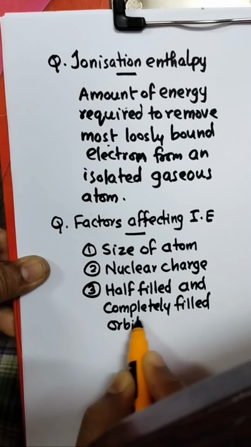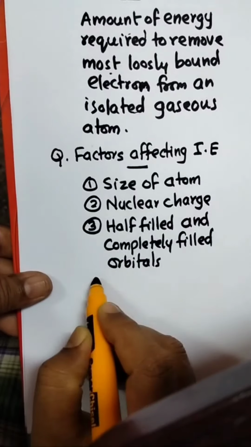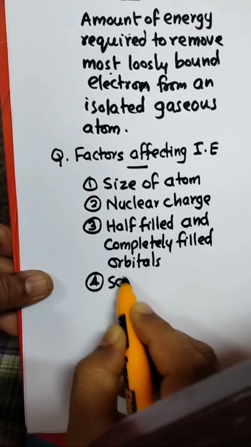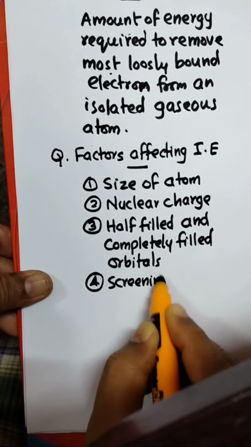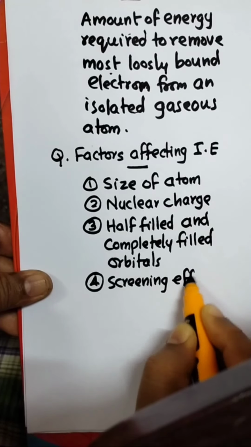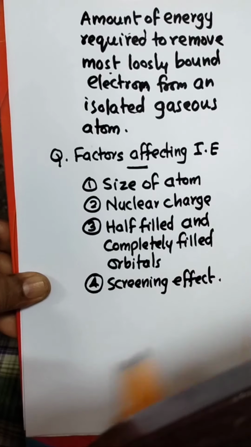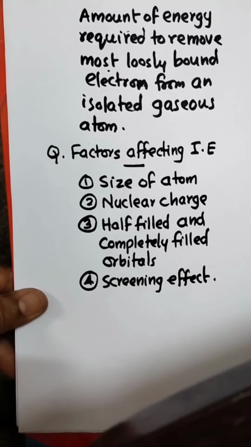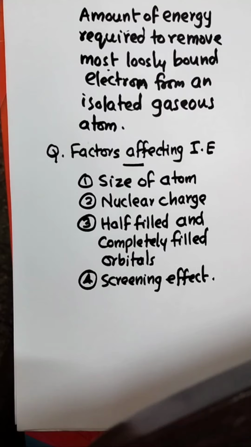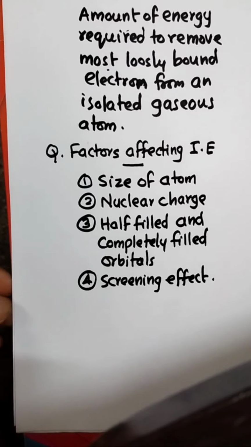And fourth one, shielding effect or screening effect. These are the four factors which affect ionization enthalpy: size of atom, nuclear charge, half-filled and completely filled orbitals, and screening effect.